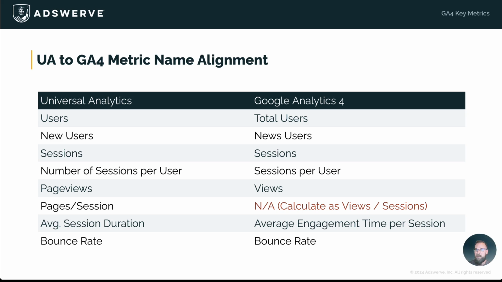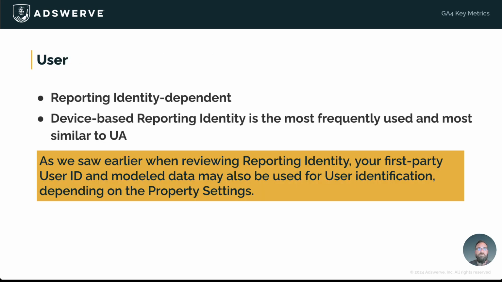Bounce rate is the same between the two versions, but a bounce is also different in GA4 compared to UA, so we'll talk about that. A user is reporting identity dependent, meaning that if we're using device-based reporting identity or observed reporting identity or blended reporting identity, that determines how this count will show up in our reports. It is roughly equivalent to the users that we saw in Universal Analytics.